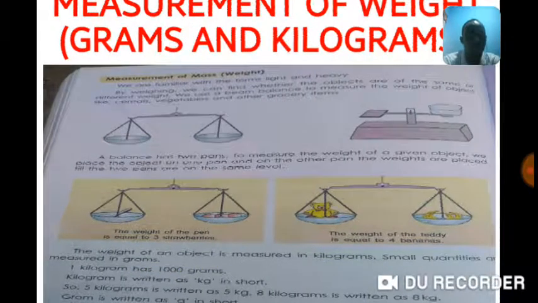The weight of an object is measured in kilograms. Small quantities are measured in grams. 1 kilogram has 1,000 grams, which means 1 kilogram is equal to 1,000 grams. Kilogram is written as kg in short. So 5 kilograms is written as 5 kg. 8 kilograms is written as 8 kg. Gram is written as g in short.